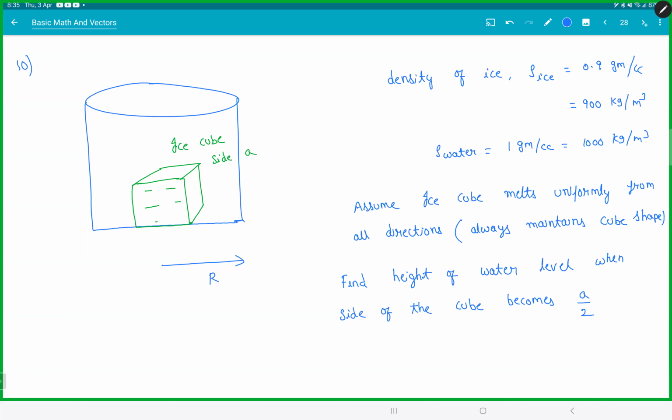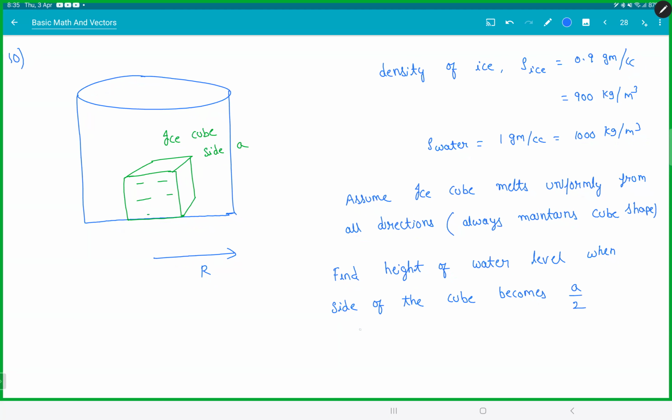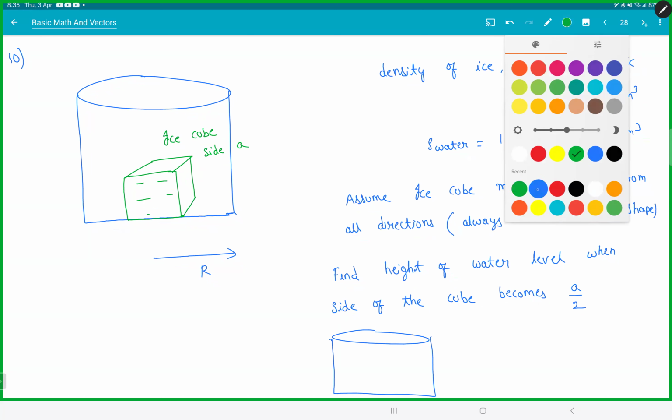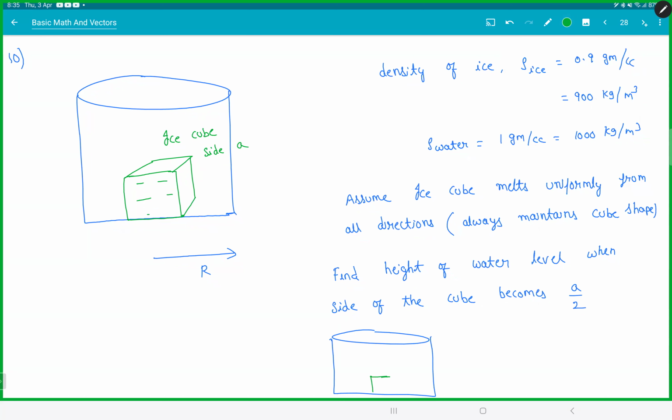Meaning how will the picture look? The ice cube will have become smaller, a by 2. And this water level, I'm showing in red. So the water will be something like this. This is the water level. I am asking you that height.